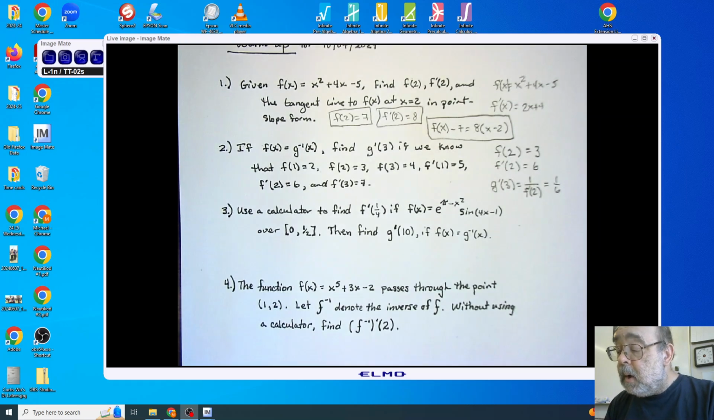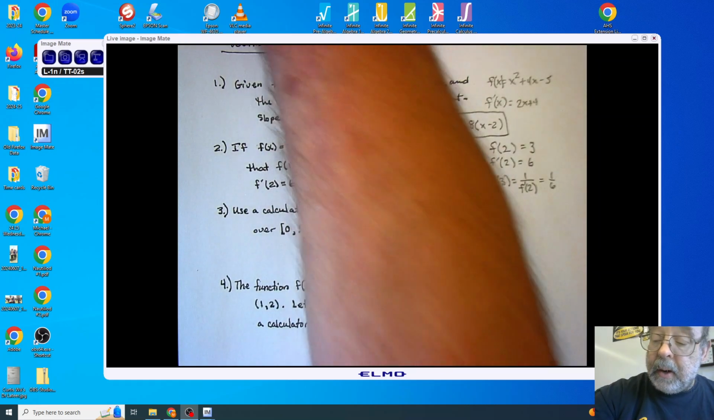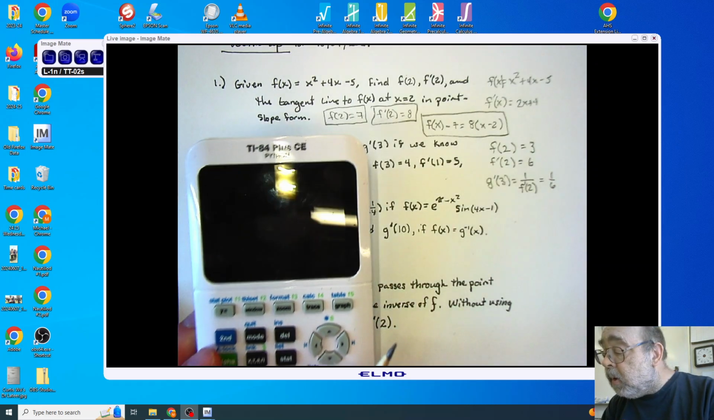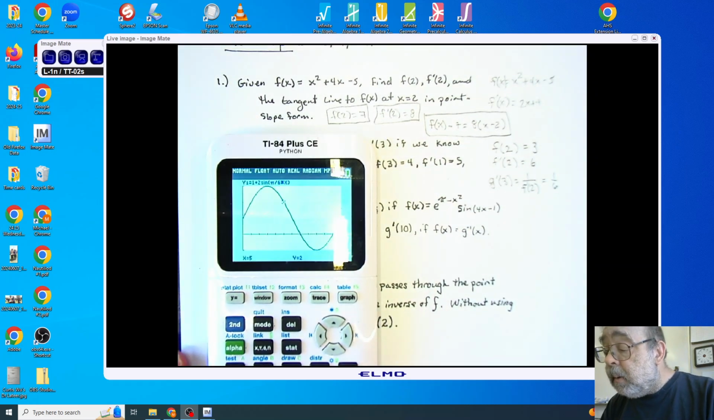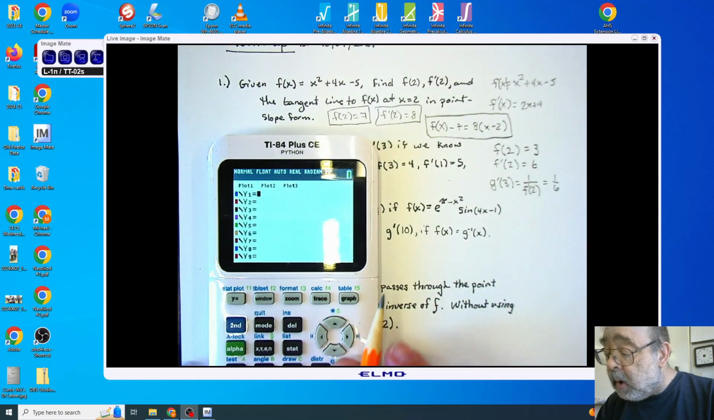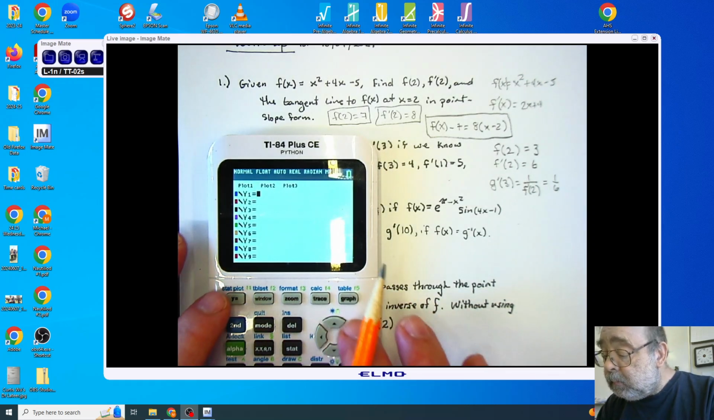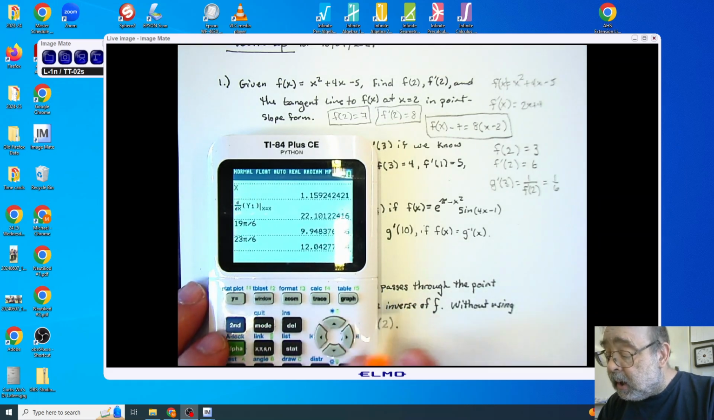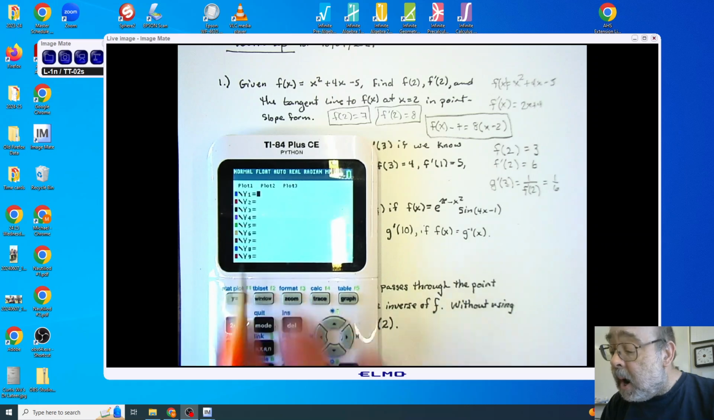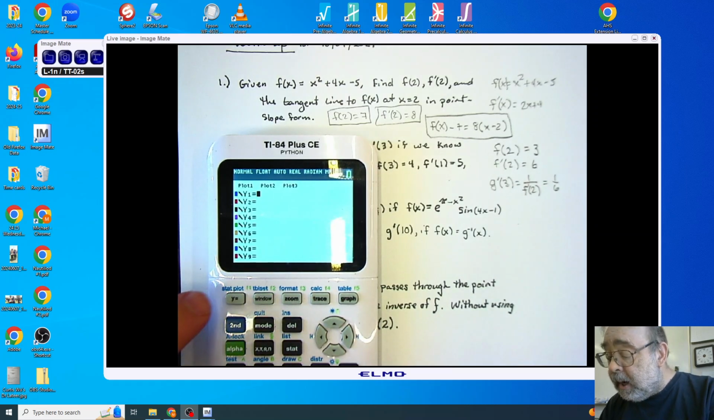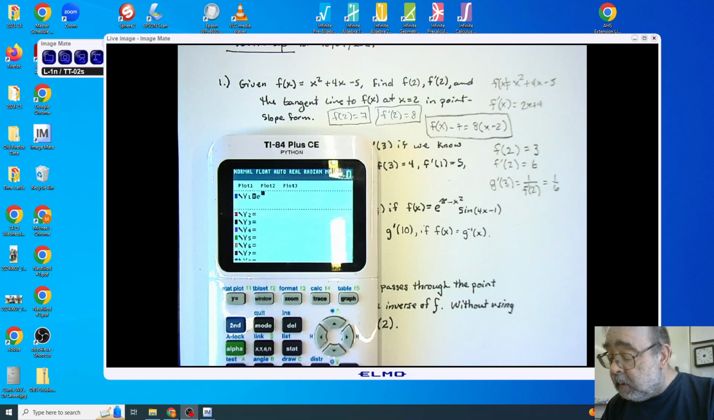Number 3, we're now being asked to use a calculator. So the first thing I want to do is try to figure out how to put this into my calculator. Let's just go ahead and clear a few things out. Go to my home screen, and I'm going to clear things out there as well. So y equals, and I'm now going to put in e to the power of pi minus x squared, move my arrow, and put in the sine of 4x minus 1.